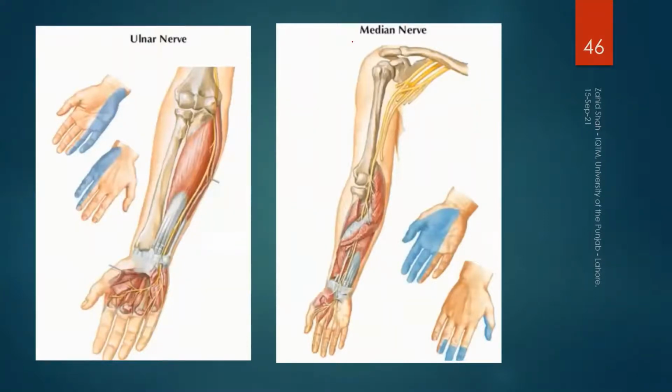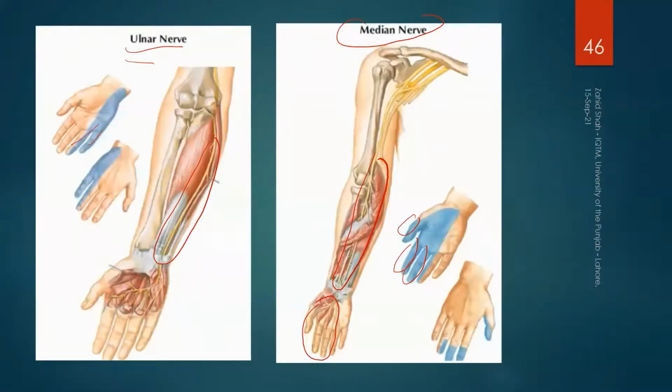You could see that the median nerve innervates your thumb, the index finger, the middle finger, and half of the ring finger. This is the nerve that is going through the center of the forearm. That is why it is called the median nerve, and you could see the branch roots of this nerve as well. And the other nerve is the ulnar nerve. You could see this nerve here. This innervates the little finger and half of the ring finger.